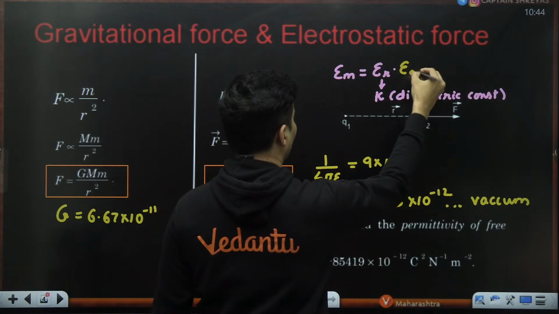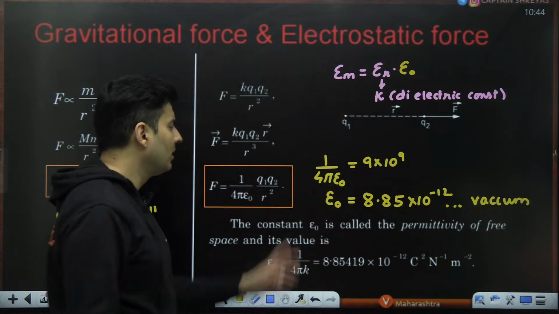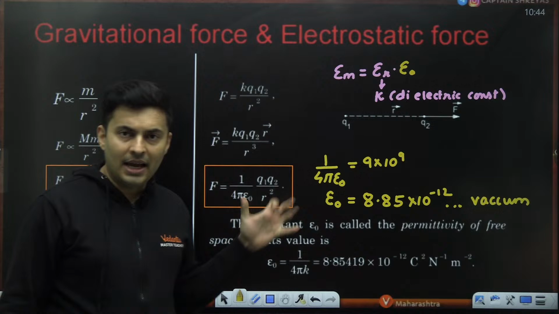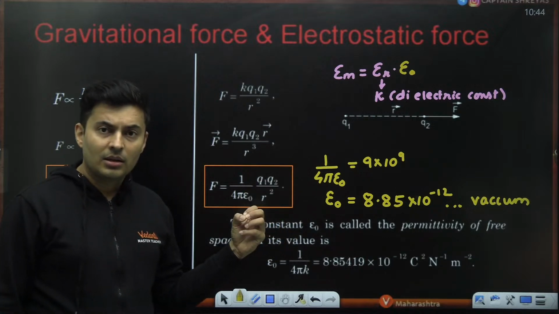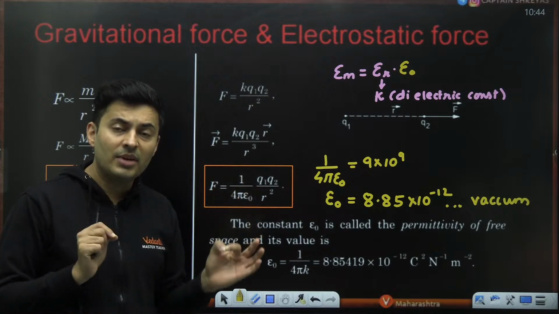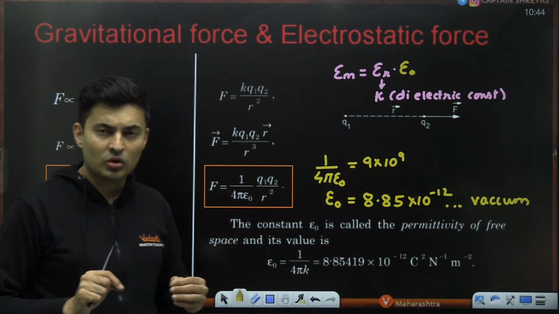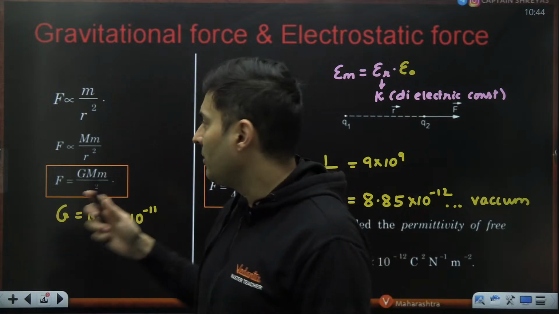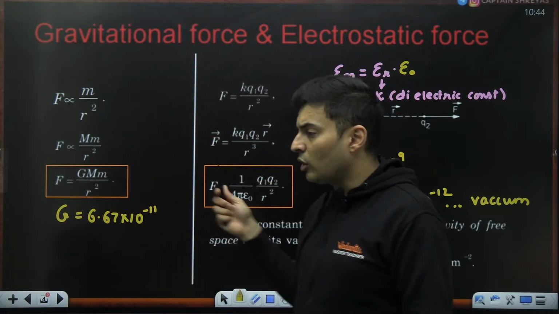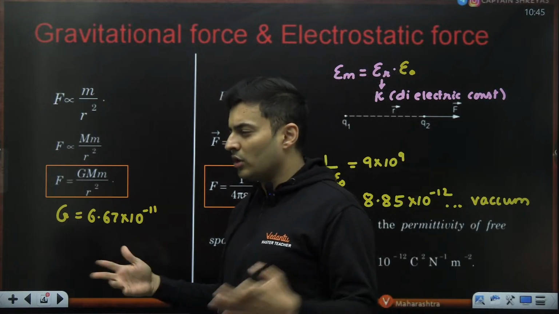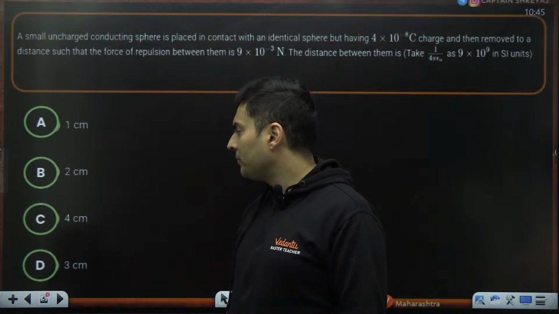So epsilon naught into K will give you the new permittivity in that medium. So electric forces can be different for the same charges, for the same distance, when placed in a different medium. The same two charges in water will attract differently. The same thing, if you talk about gravity, is not the case. The forces are not dependent really on the medium.